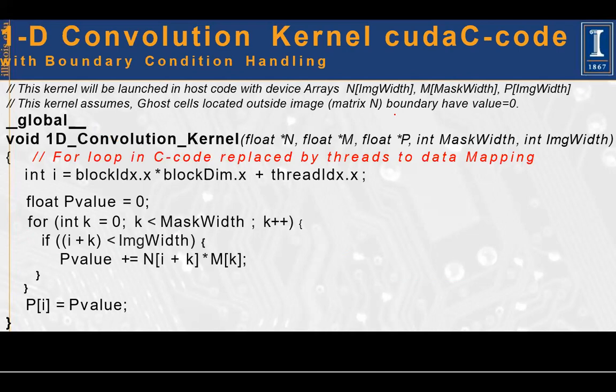We want to use the same notation in this, and that is this. We have an array n of image width. We have a mask of mask width, and we have an output array of image width. And same rule there, ghost cells, we will assume that ghost cells have value 0. Okay. So now our kernel code, the kernel part.